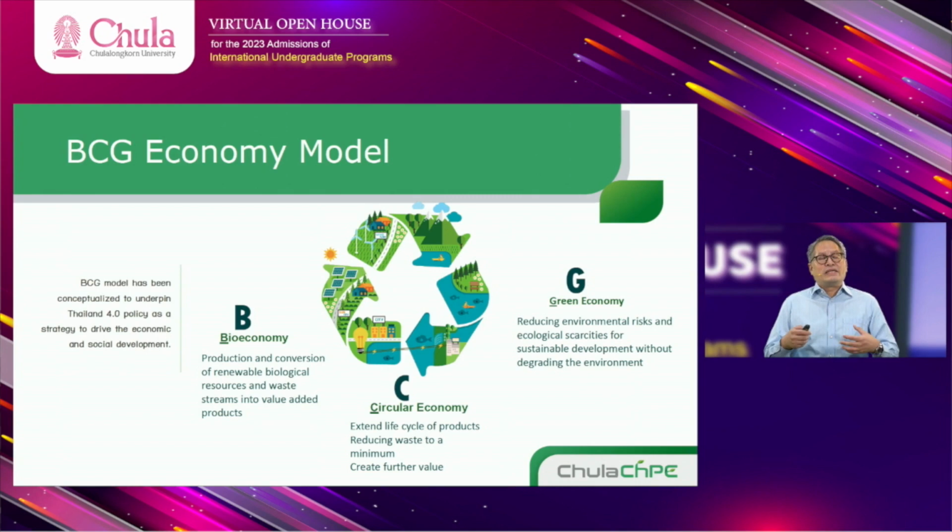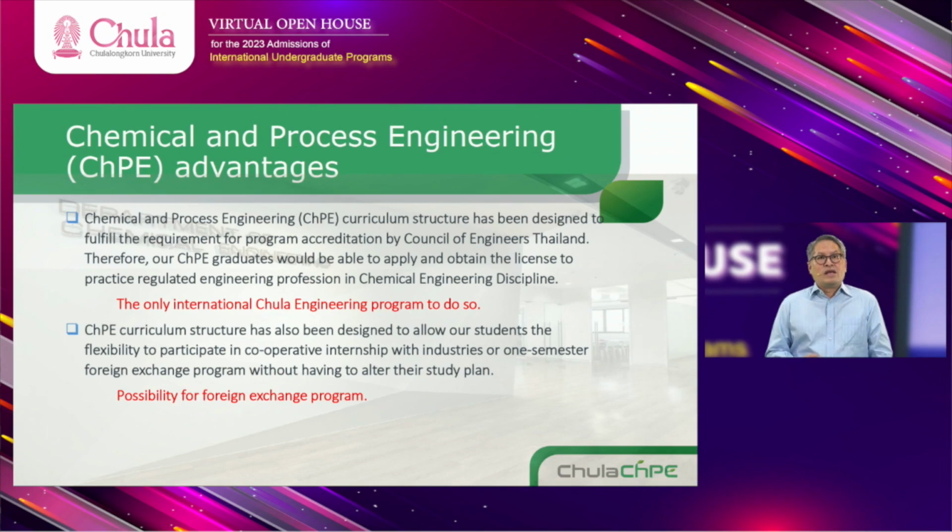So this BCG economy model fits in very well with chemical engineering departments. We already do a lot of research and work involving the BCG economy, but we don't have a program dedicated to students with expertise in it. That's why we created the CHPE program. So why should you choose to join us? The CHPE curriculum structure has been designed to fulfill the requirements of the Council of Engineers of Thailand. That's why our CHPE graduates would be able to apply for and obtain the professional engineering license in the chemical engineering discipline. And this is the only international engineering program at Chulalongkorn University that you can do.